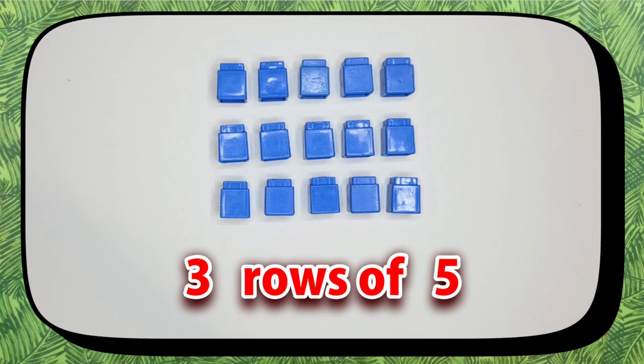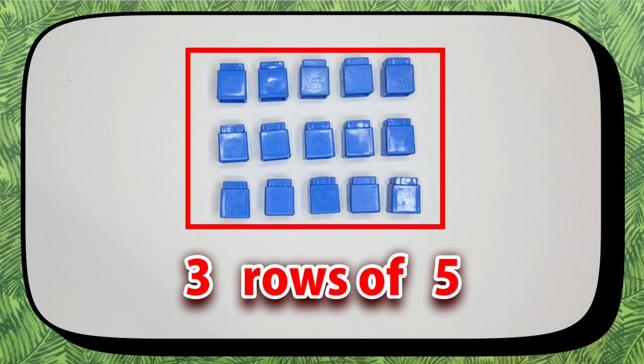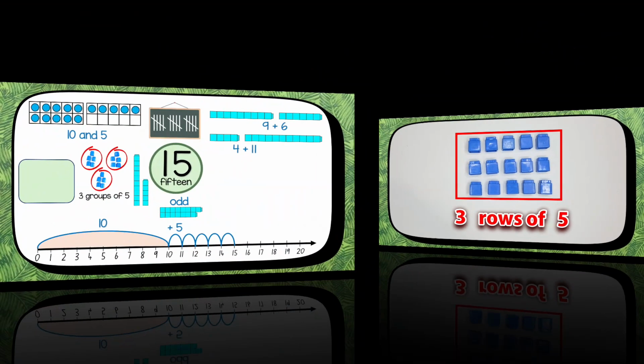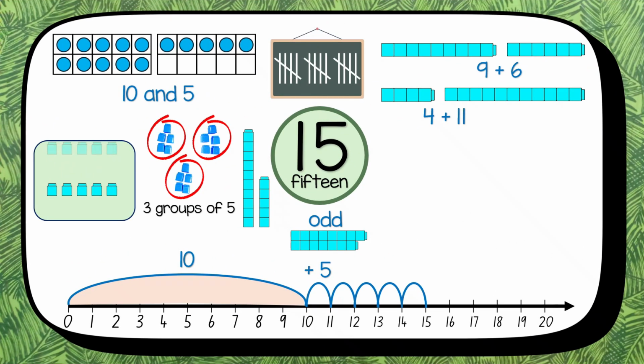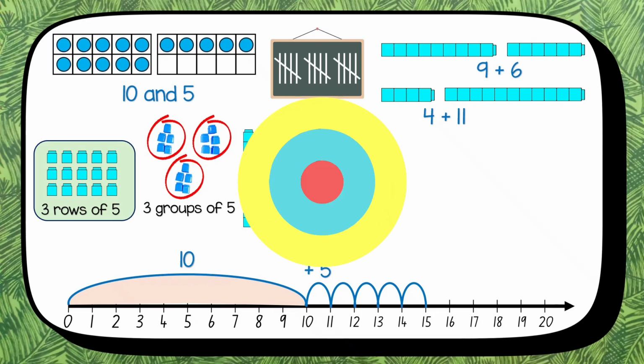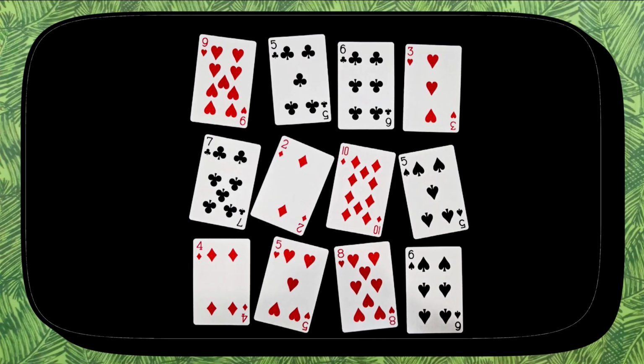What shape has our array made? It's shaped like a rectangle. Let's record it. It's time to get the playing cards out and find more number combinations. Can you find 2 cards that combine to make 15?